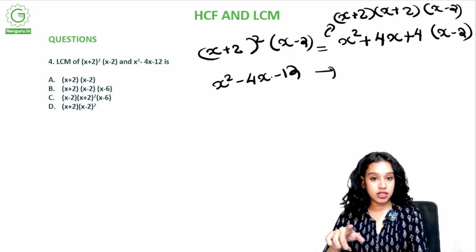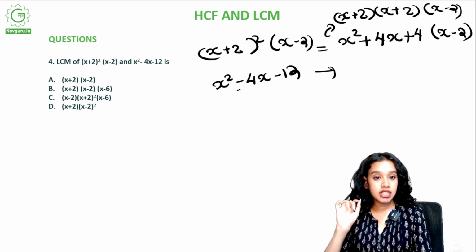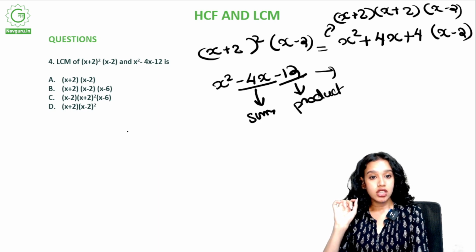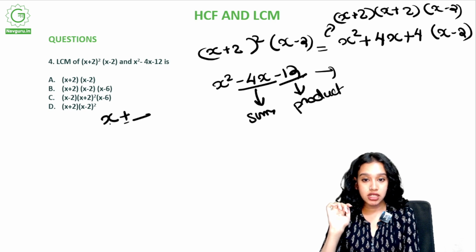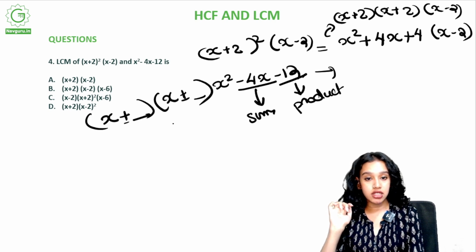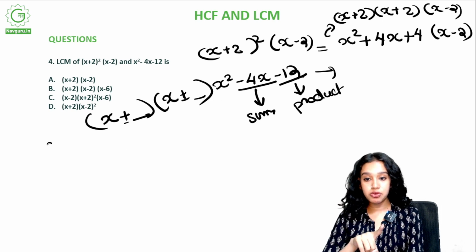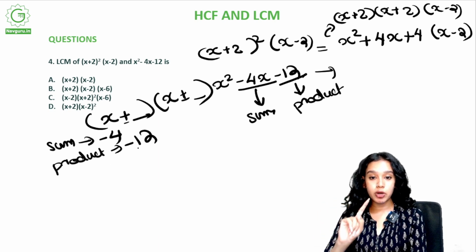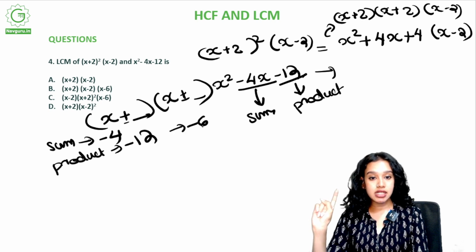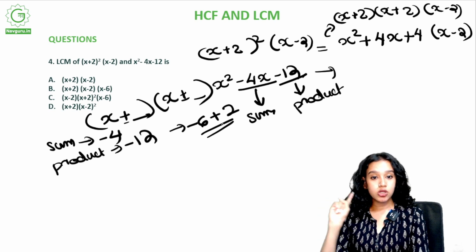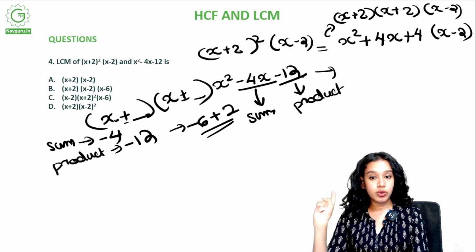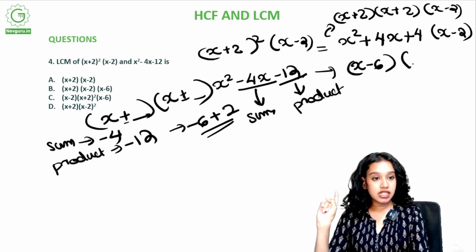Now, when we are factorizing x square minus 4x minus 12, the middle term gives us the sum and the last term gives us the product of these numbers. So let's imagine these are x plus or minus a number, multiplied by x plus or minus another number. The sum of these two numbers is minus 4 and the product is minus 12. We could take the numbers as minus 6 and plus 2. Minus 6 into 2 is minus 12, and minus 6 plus 2 is minus 4. So we could write this as x minus 6 and x plus 2.